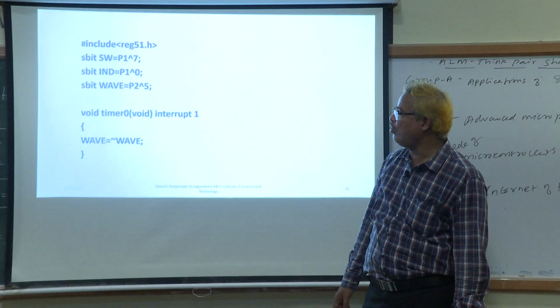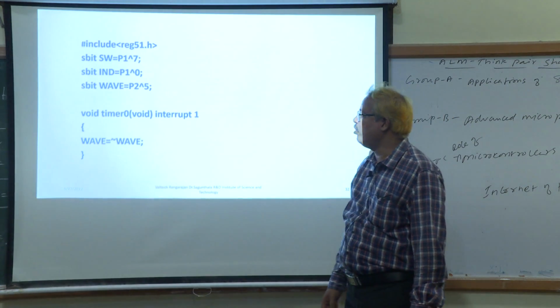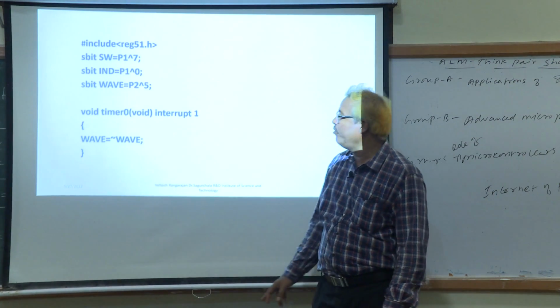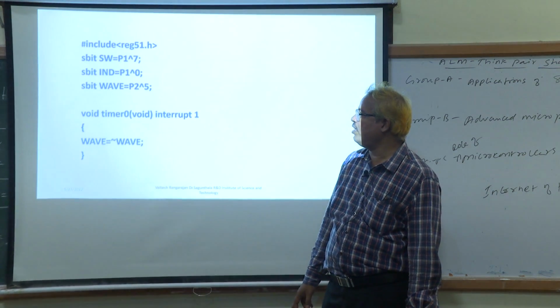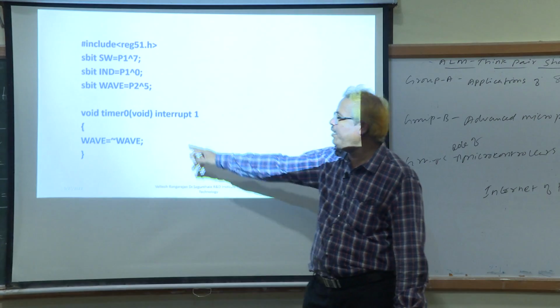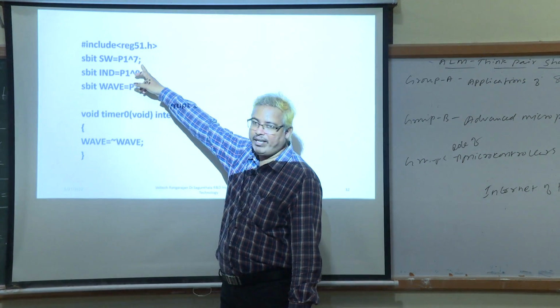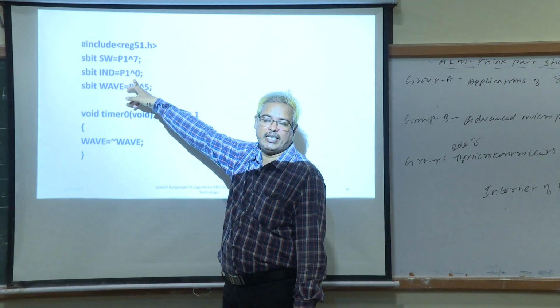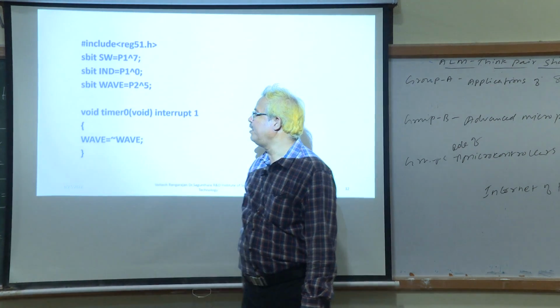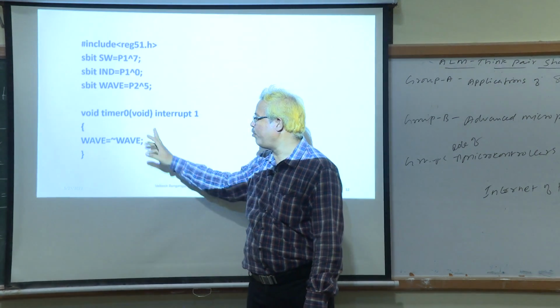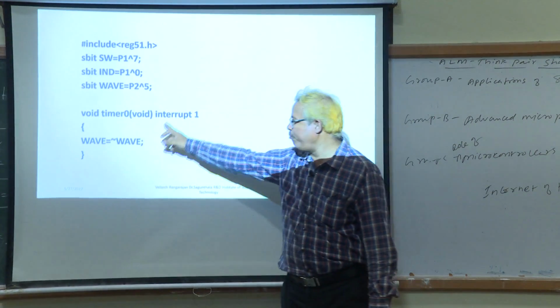Then the program: #include <reg51.h>. So interrupt 1 is used for generating the square wave. #include <reg51.h>, sbit SW is port 1.7, sbit IND is port 1.0. So receive the bit, and then the same bit is transmitted. And the square wave is generated on port 2.5 of the 8051 microcontroller. Okay, so this is the square wave program.